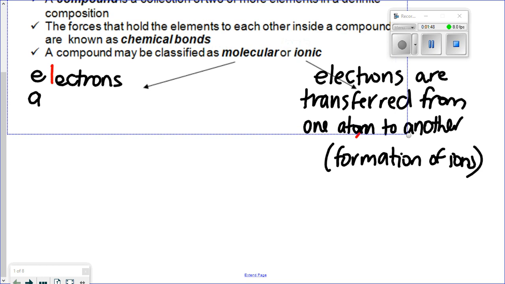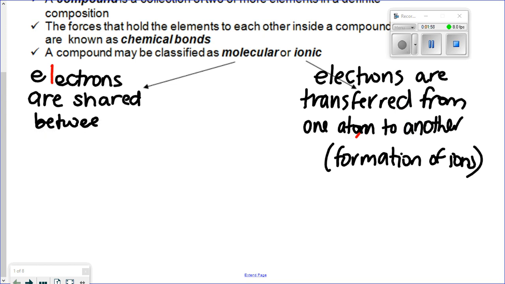Electrons are actually shared between atoms. So instead of something giving up an electron and something accepting an electron, they're just sharing them. They're both holding on to things. So this is what we're talking about with molecular compounds. That'll be today: molecular elements and compounds naming.